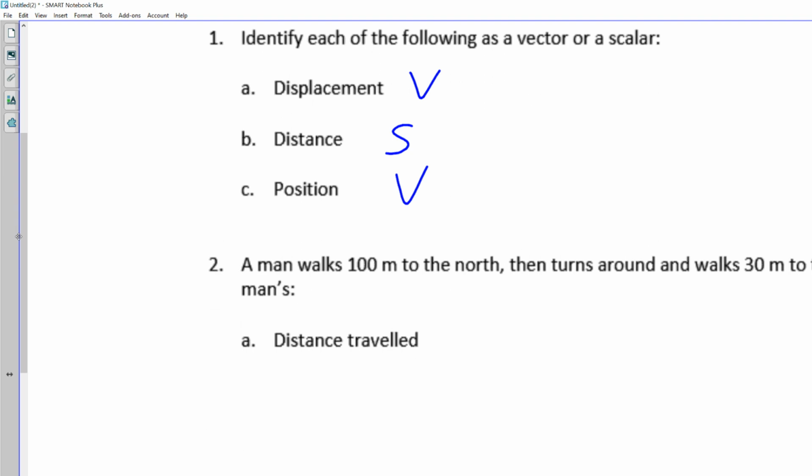Remember, our rule of thumb is to ask yourself, does it matter what city this man is in? No, he could do this in Calgary, or he could do this in London, England, right? He could easily walk 100 meters to the north, then 30 meters to the south in any city or any town in the world. So if it doesn't matter where the man is when he does this, that must mean that these are displacements.